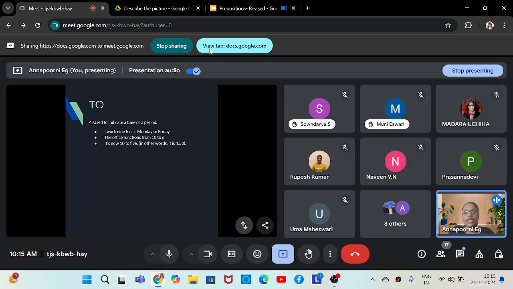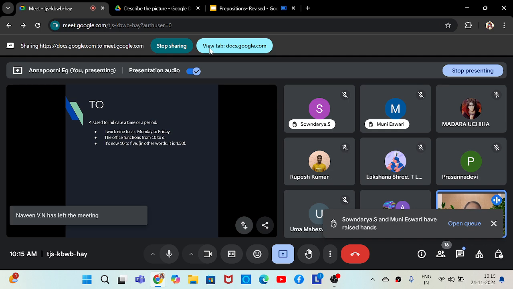To is used to indicate a time or a period. Okay, Muni Ishwari, can you read the three examples, ma'am?